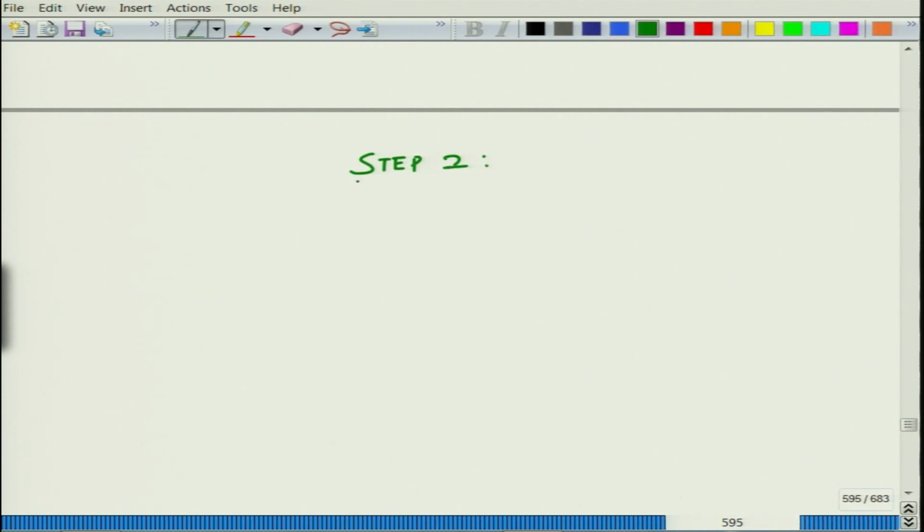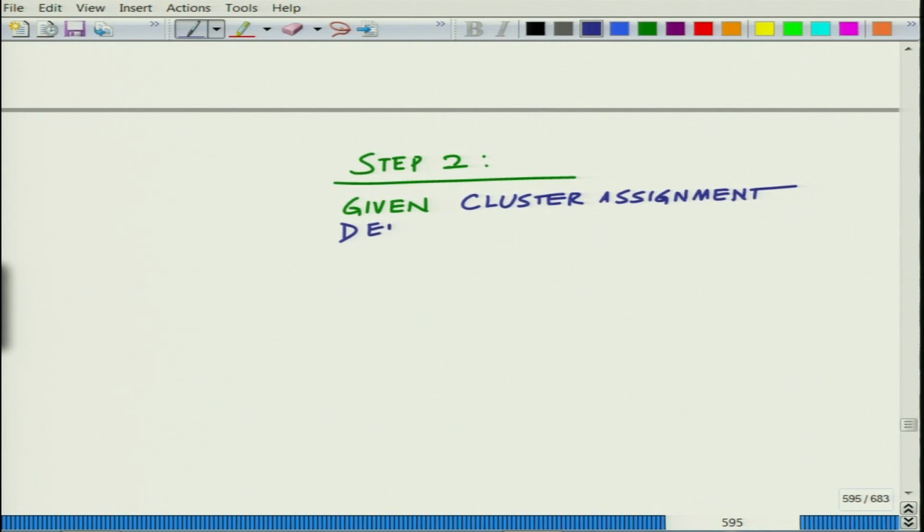Let us say step 2 is the reverse: given cluster assignment, we have to determine the centroids, that is the step 2. So, we are given the cluster assignment, now determine the centroids, and that can be done as follows.